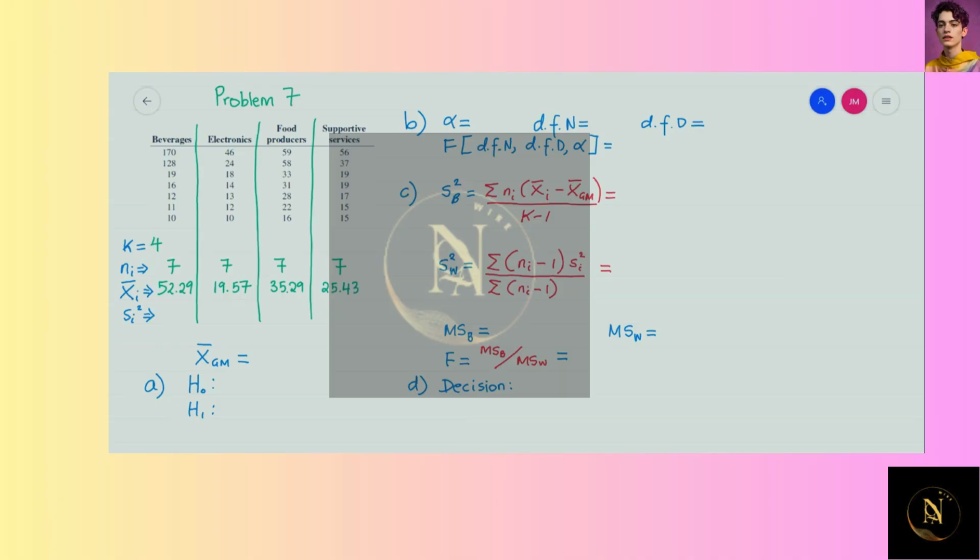Next are the variances for each of these business sectors, and you can also do that using a calculator. You will get for beverages, the variance is 4,521.57. For electronics, it's 157.29. For food producers, it is 283.9. And for supportive services, it is 239.95.